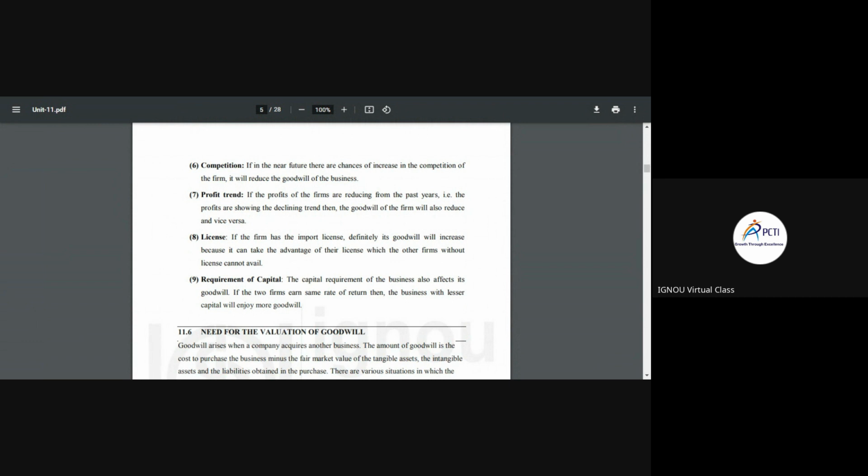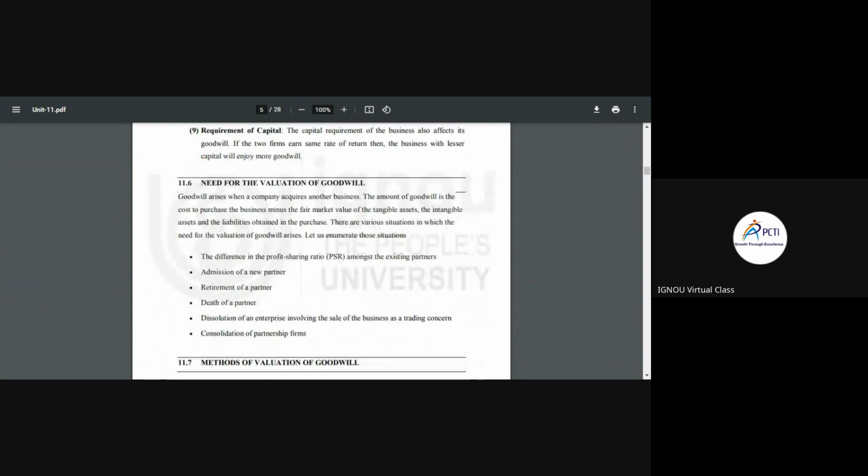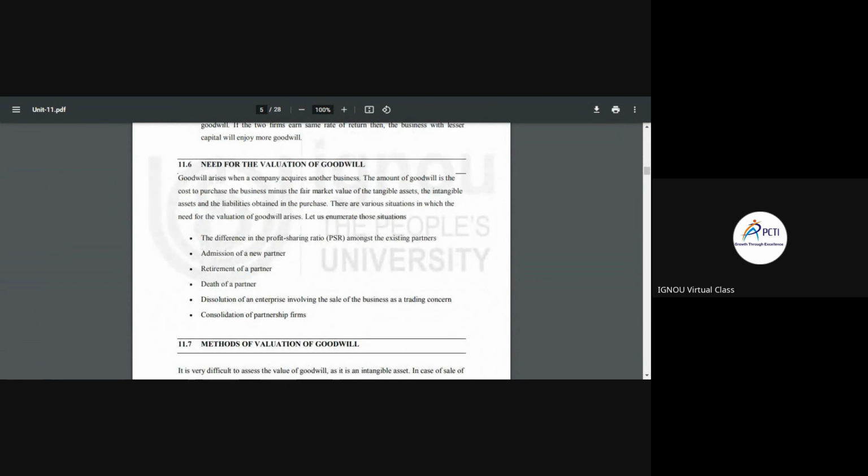Next one is requirement of capital. The capital requirement of the business also affects its goodwill. If the two firms earn same rate of return, then the business with lesser capital will enjoy more goodwill. Now, the point is need for the valuation of goodwill. That means why we need to calculate the goodwill.